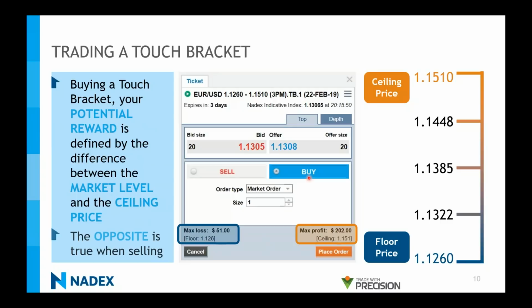So let's have a look at the order interface here and put those things a little bit into perspective. We are looking here into buying potentially a touch bracket. What's the touch bracket? Well, we're looking at euro against the US dollar. What's the floor level? 112.60. What's the ceiling level? 115.10. So that's the floor price and that's the ceiling price.